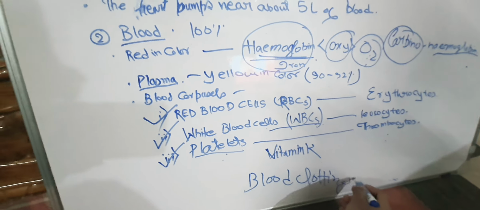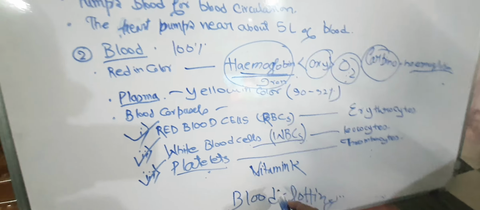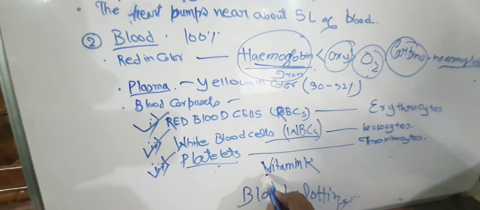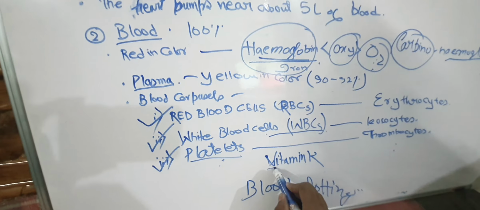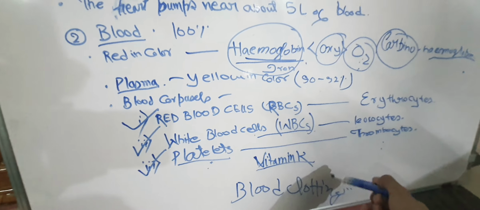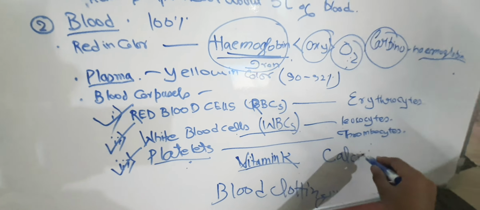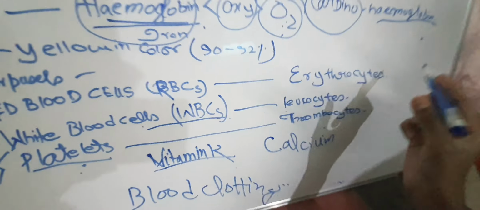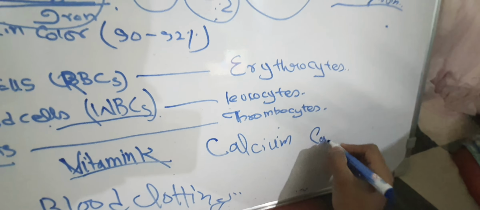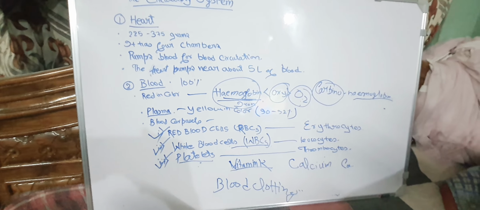Blood clotting. The primary function of platelets is to clot the blood. The vitamin present in platelets which helps with blood clotting is vitamin K, and the mineral which helps in blood clotting is calcium. Take a note, calcium. Its symbol is Ca. Understood? Please pause the video and take the note.